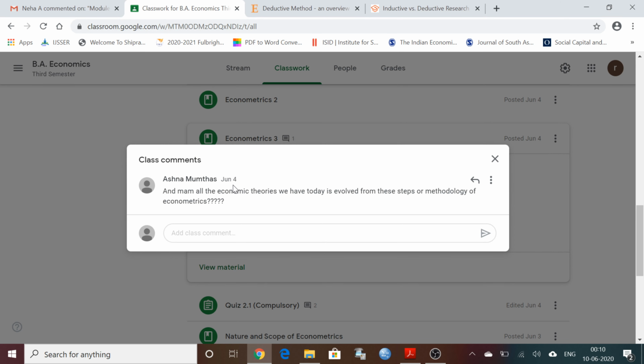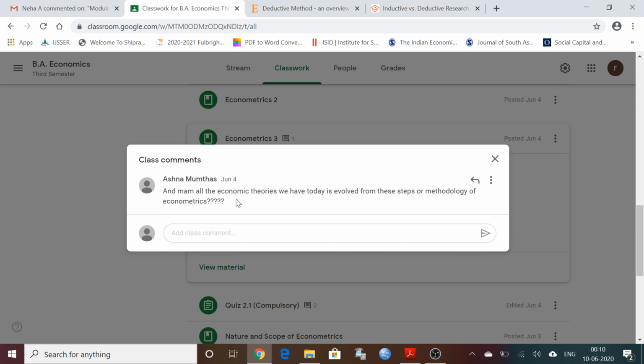Today's class, I would like to give you the answers of questions you have raised in the previous class. So let's move on to our classroom. See the class comment. It is about economic theories we have today: are they evolved from these steps or methodology of econometrics? Naturally, this doubt will come to your mind, like for every creation of every theory we need all these steps.